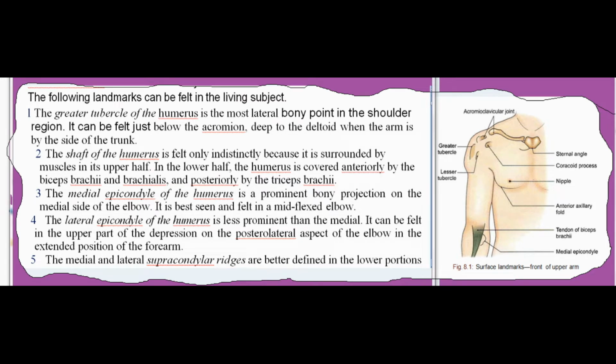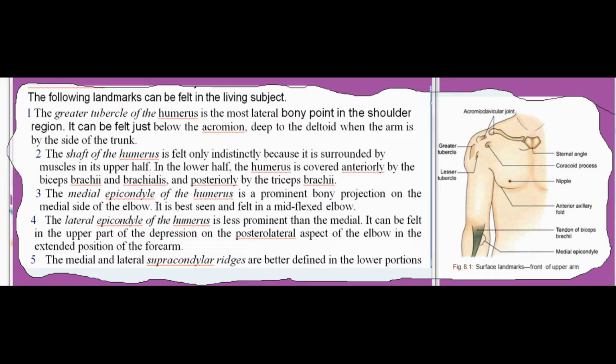1. The greater tubercle of the humerus is the most lateral bony point in the shoulder region. It can be felt just below the acromion, deep to the deltoid, when the arm is by the side of the trunk. 2. The shaft of the humerus is felt only indistinctly because it is surrounded by muscles in its upper half. In the lower half, the humerus is covered anteriorly by the biceps brachii and brachialis, and posteriorly by the triceps brachii.